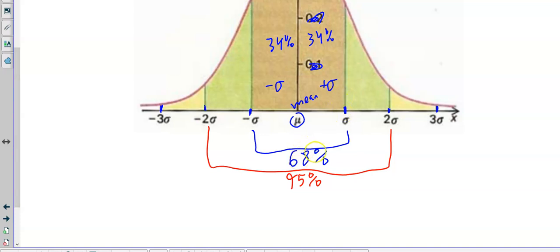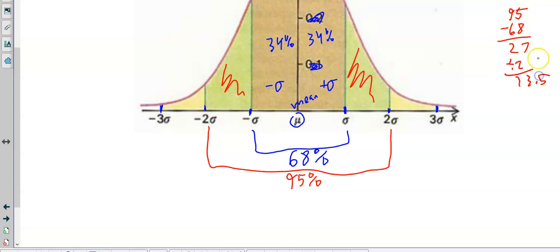So if you think about it, 95 minus 68, what is 95 minus 68? So it's going to be 7 and 8 minus, it's 27. So this section and this section add up to 27%, which if I divide that by 2, I get 13.5 over here. So 13.5 percent are in this section. And in this section also 13.5 percent are in this section. And so we use that nicely.